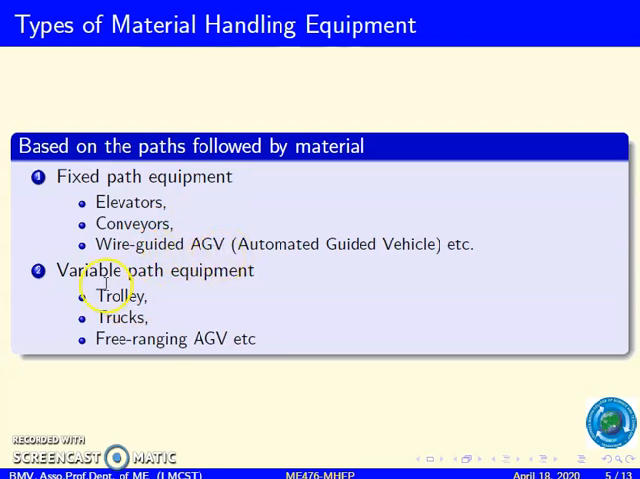The second one is variable path equipment. The equipment can take any path. It can be altered as the requirement changes. For this application, we can use trolleys, trucks, tree-ranging AGVs.